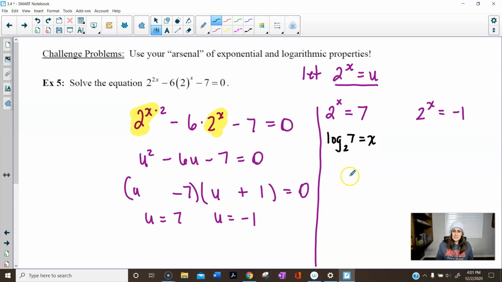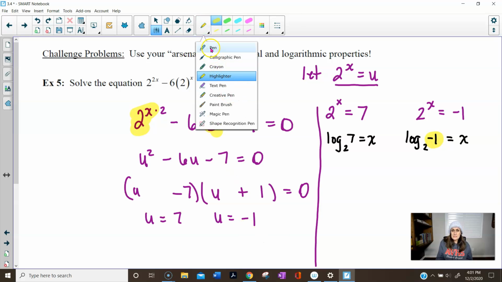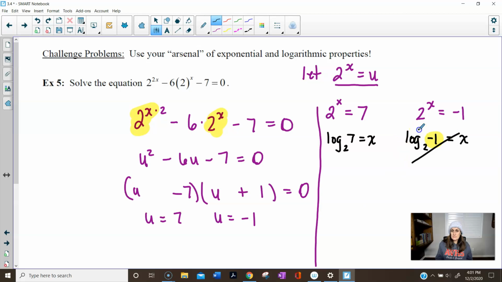Then you could take your calculator and plug that in. Here would be log, the base is 2, the answer is negative 1, and it equals x. Now we know off the bat that the answer right here cannot be negative, because 2 to what power gives me a negative 1 is absolutely impossible. So this one is no good. But log base 2 of 7 is an answer, so that will be my answer.